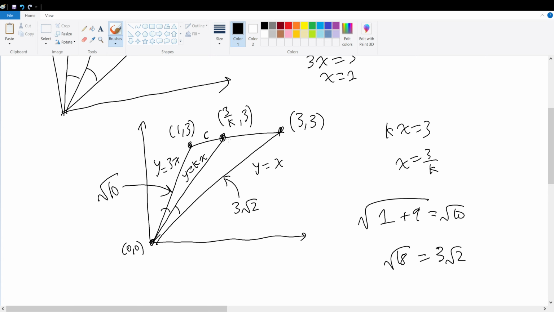If this is equal to c, then what must this side length be? Well, it must be the entire distance from 1 comma 3 to 3 comma 3 minus c. So since this is in a straight line, we just simply do 3 minus 1 to get the entire distance to be 2, so this is 2 minus c. So relating to the postulate, root 10 over 3 root 2 must give me c over 2 minus c.